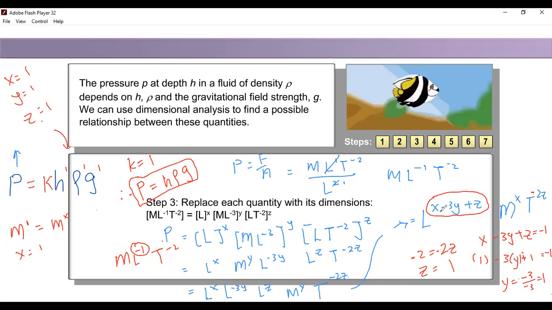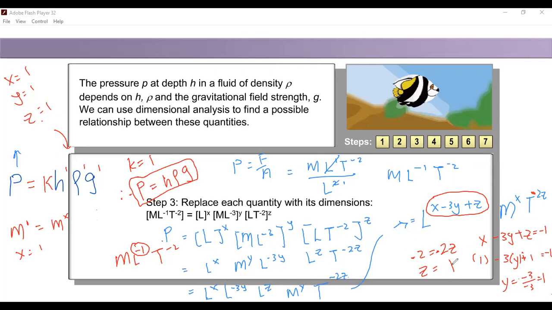X minus 3Y plus Z. Just now here we forgot the negative, yeah. So you need to add in -2Z. That means -2Z. So we solve that, we get the X and Z first. X is equal to 1. Z also equal to 1, because -2 equals -2Z. So that means Z is equal to 1.